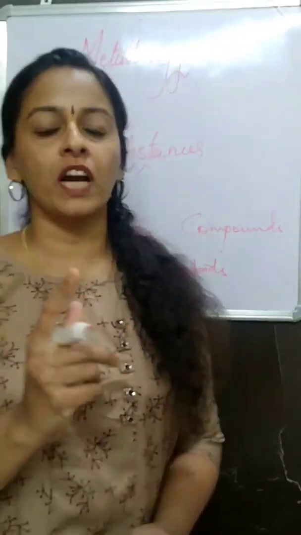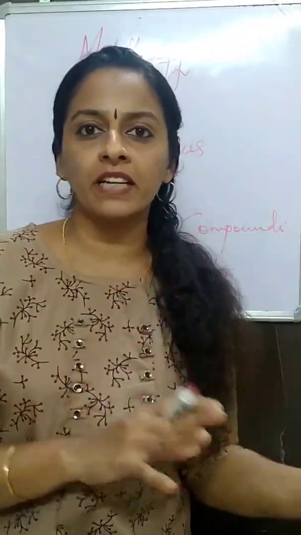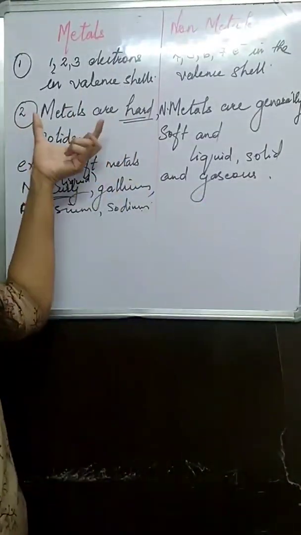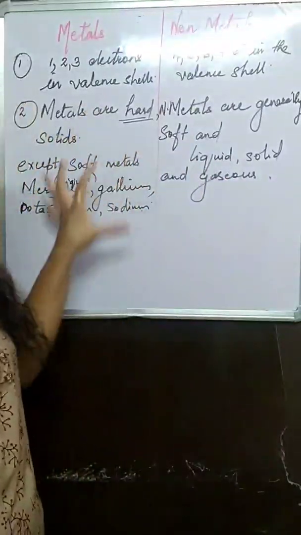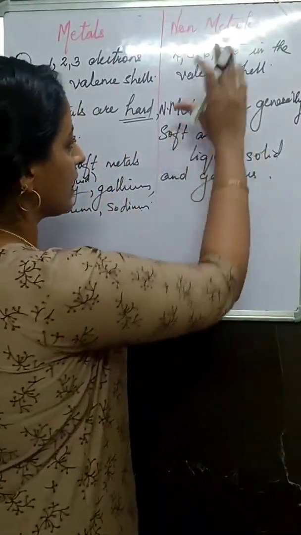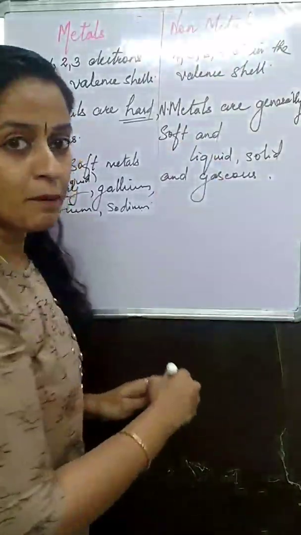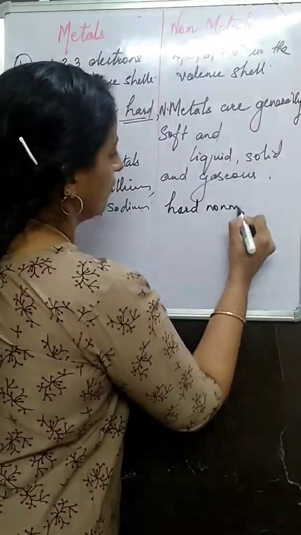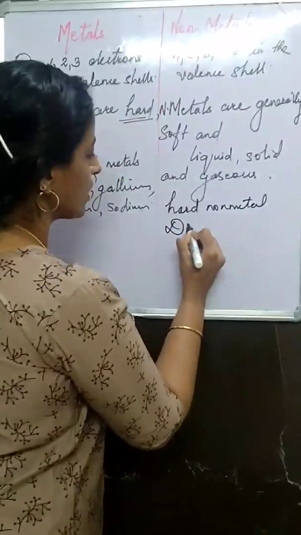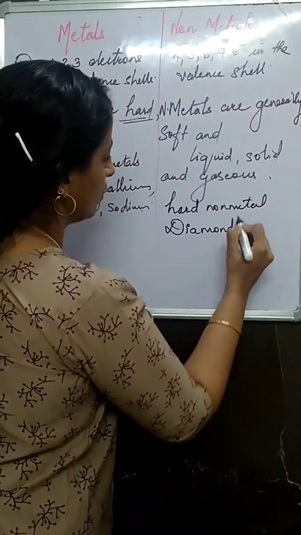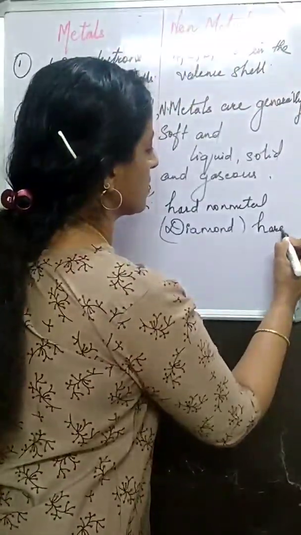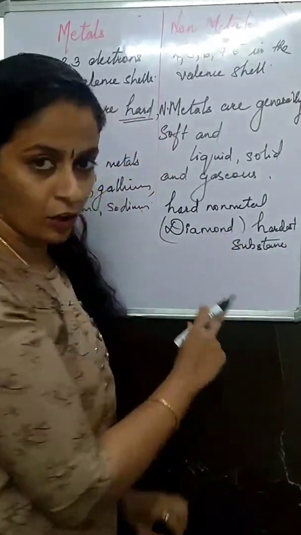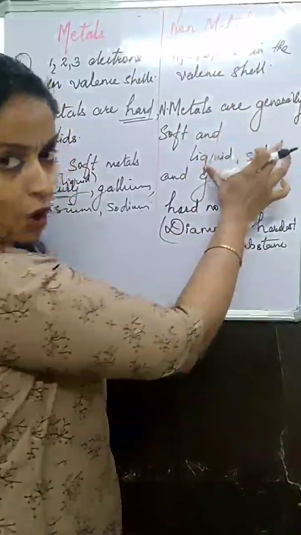Take your pen and book, and write the difference between metals and non-metals along with me. So as I said, metals are hard and solids, with the exceptions that I explained. Similarly, non-metals are generally soft, but there is an exception. There is a hard non-metal called diamond, which is the hardest known substance. It is not a metal, it is a non-metal. So this is the exception for non-metals.